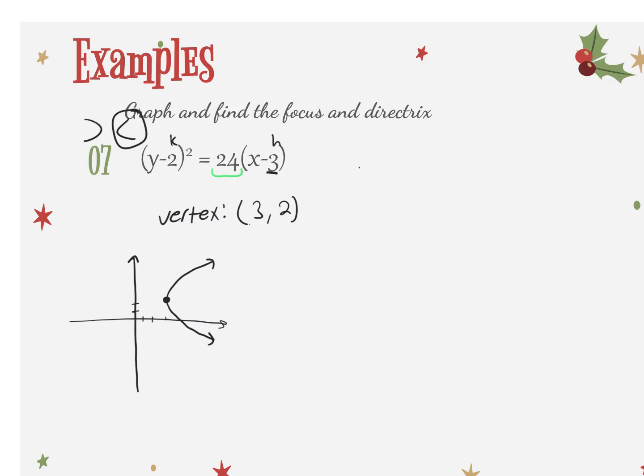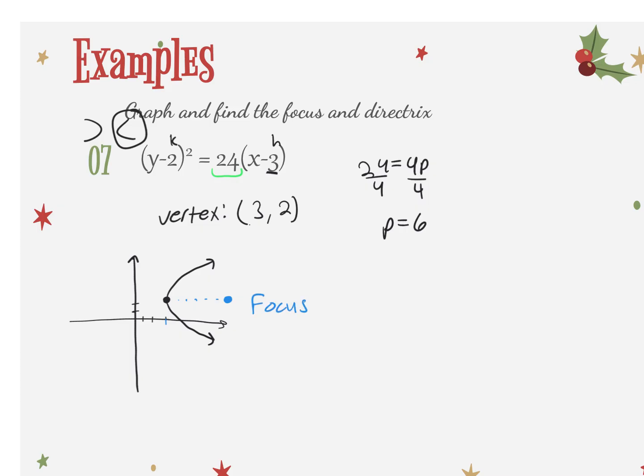But anyway, now let's find our p-value. 24 equals 4p. Divide by 4, and then I get p equals 6. That means your focus is going to be 6 units away from your vertex. So I'm going to go 6 units away: 1, 2, 3, 4, 5, 6. And it's going to be at this point right here. This is a little bit easier to see because it's a whole number.